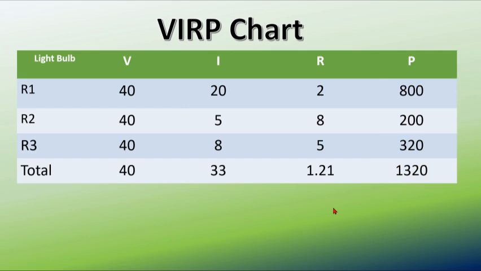All right, so this is a circuit with a 40-volt power source, total power of 1,320. You can see the total resistance is less than the smallest resistor, right? And that checks out. Hope this helped.